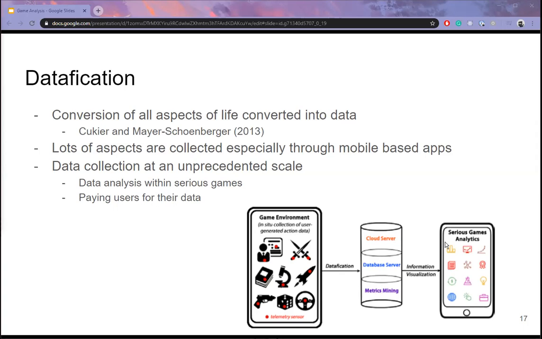Previously, there was a need for the company either to buy some already pre-made data or to pay users to play their game and collect their data. Nowadays, there is an excessive amount of it, which means that the pace of growth within serious games is quite big, because they can make all sorts of improvements to the different analytics.